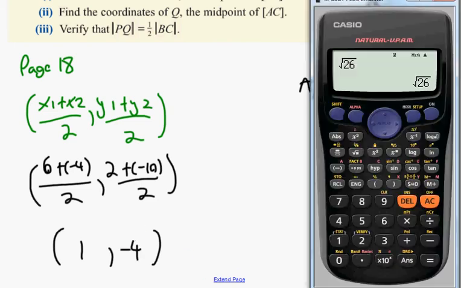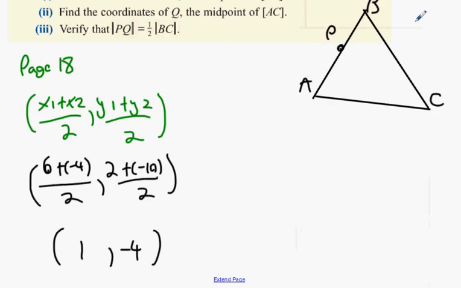If you aren't too sure about that, I'll do the y answer as an example. 2 plus open bracket minus 10 close bracket all over 2. That's how you get them. Okay? This means that P is the point 1, minus 4.